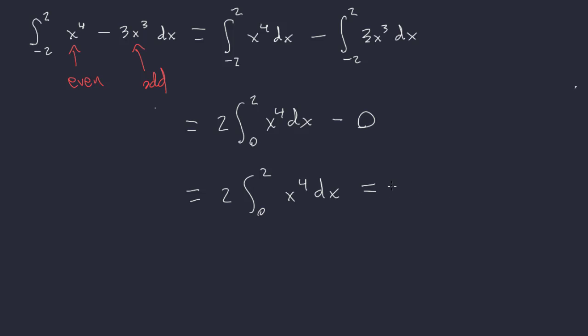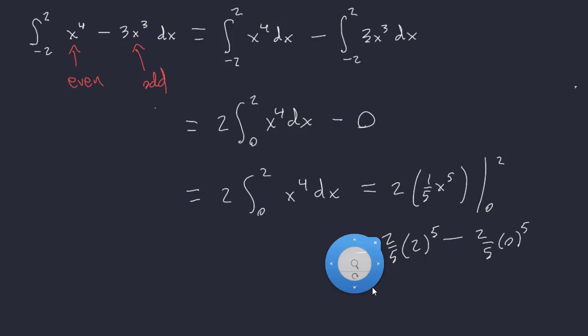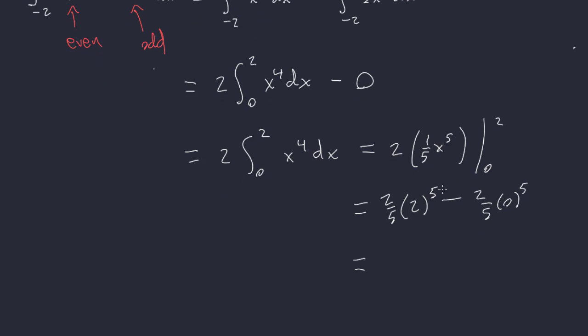Okay, so we'll get 2 times, we'll have 1/5 x to the 5th, and we'll evaluate this from 0 to 2, and so it will be 2/5 times 2 to the 5th minus 2/5 times 0 to the 5th. Right? So 2 to the 5th is 32, so this will be 64/5. We get the same thing.